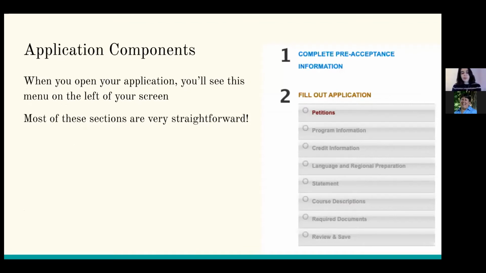Okay, so when you open your application, you'll see this menu on the left of your screen every time. And all of those components under number 2, fill out application, that's everything that you need to do to apply for Smith approval. Most of these sections are pretty straightforward. I'm going to walk through some of them, but there is nothing to stress about here, and it will prompt you to do everything that you need to do.